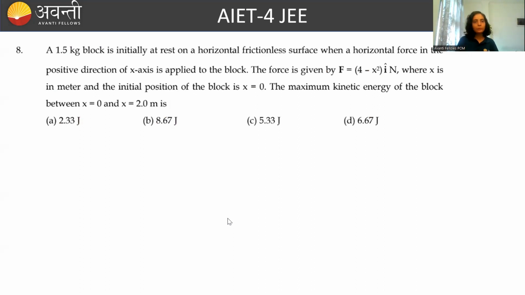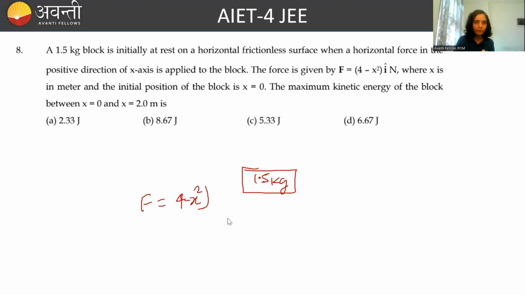Now let's move on to this question. There is a 1.5 kg block that is initially at rest on a horizontal frictionless surface when a horizontal force in the positive direction of the x-axis is applied to the block. Okay? So the surface is frictionless. Mass is how much? 1.5 kg. Now what is happening? Force is acting on it, and the force acting is given as how much?